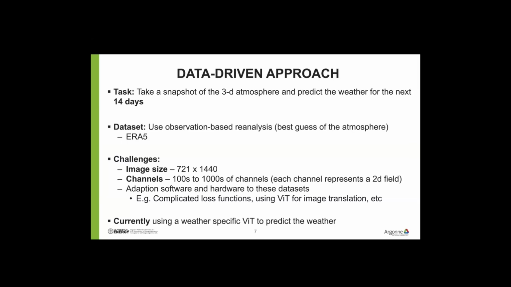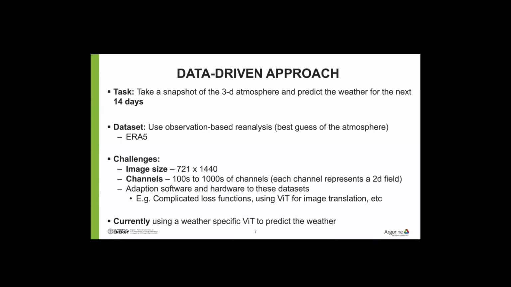what we at Argonne have been looking at, specifically the data-driven approach. The task that we want to do is take a snapshot of the 3-dimensional atmosphere and predict the weather over the globe for the next 14 days. This is a monumental task. We're talking about millions of variables that need to be predicted in high resolution, both in the horizontal and temporal.